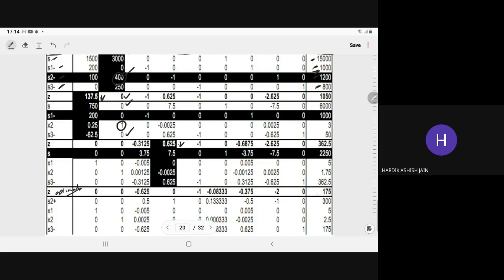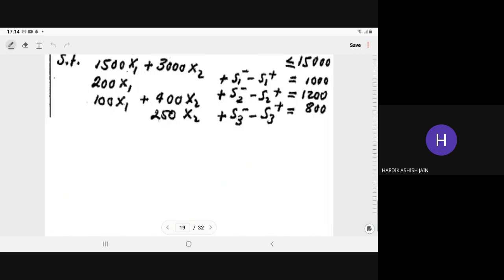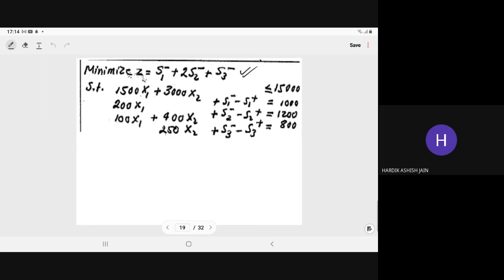Can you recall these values? Can you remember these values? Yes, sir. In this case, Z is equal to 175. What is the meaning of the Z? S1 minus plus 2 S2 minus plus 3 S3 minus, that is the Z. What are S1 minus, S2 minus, S3 minus? What are these?